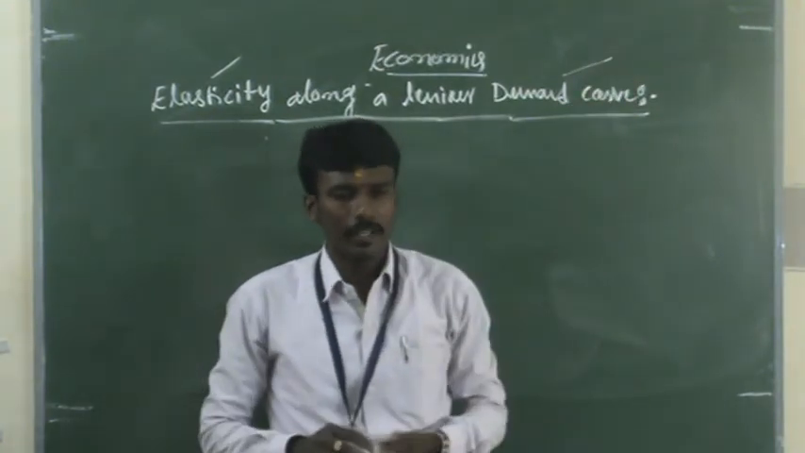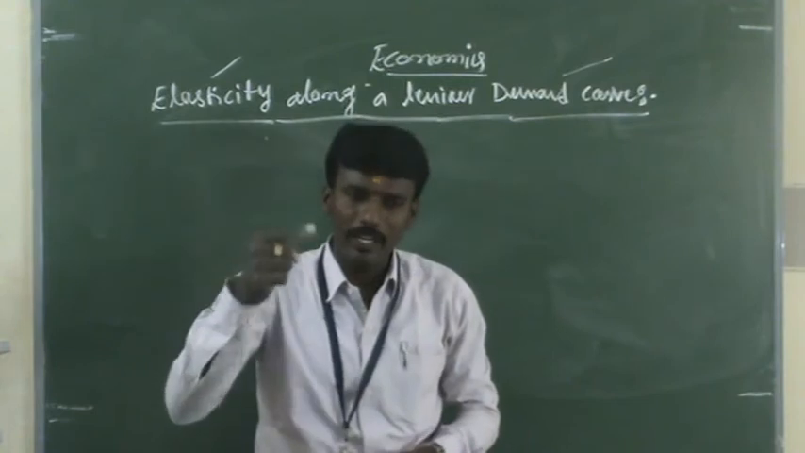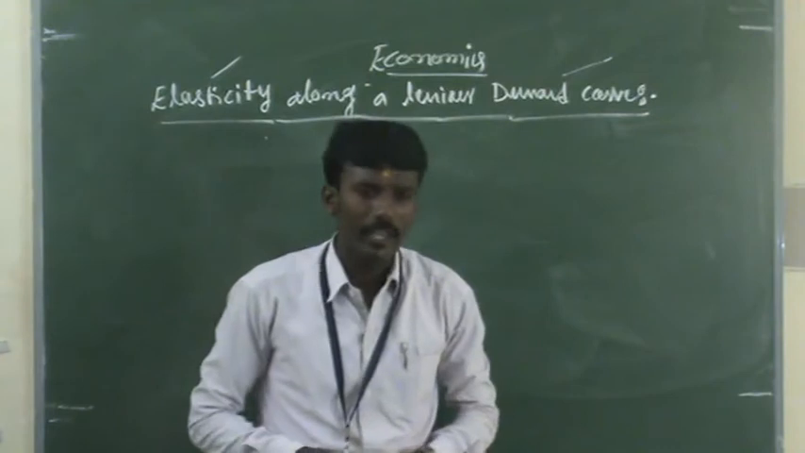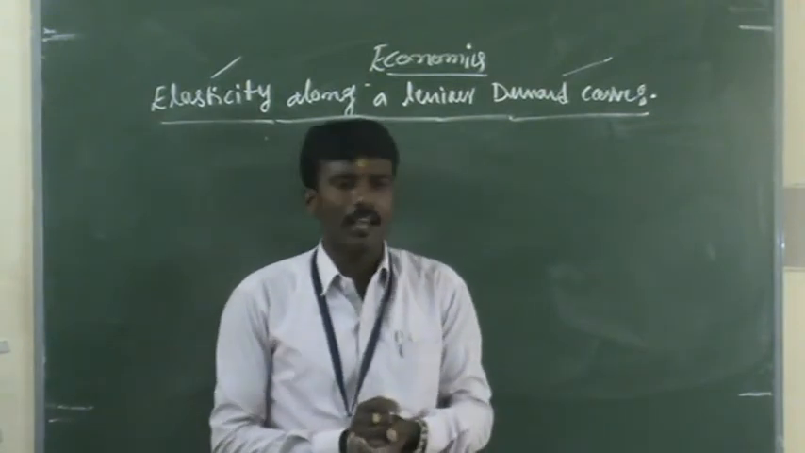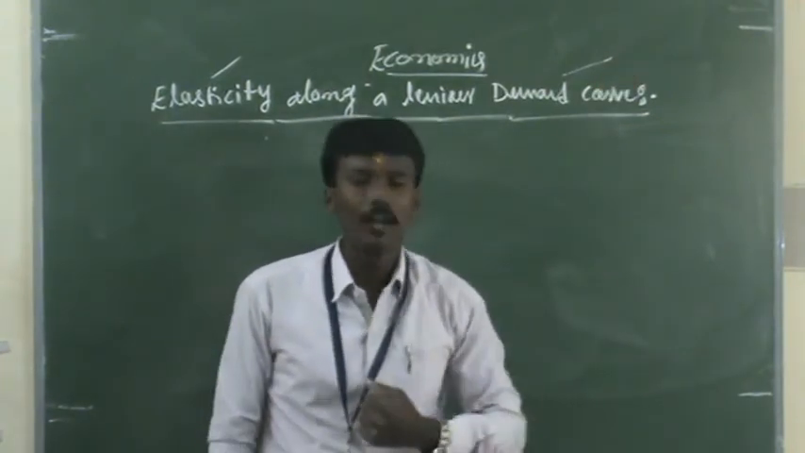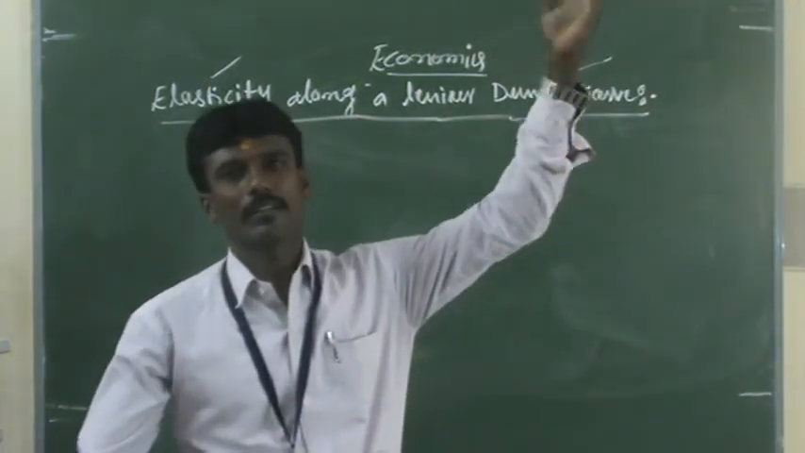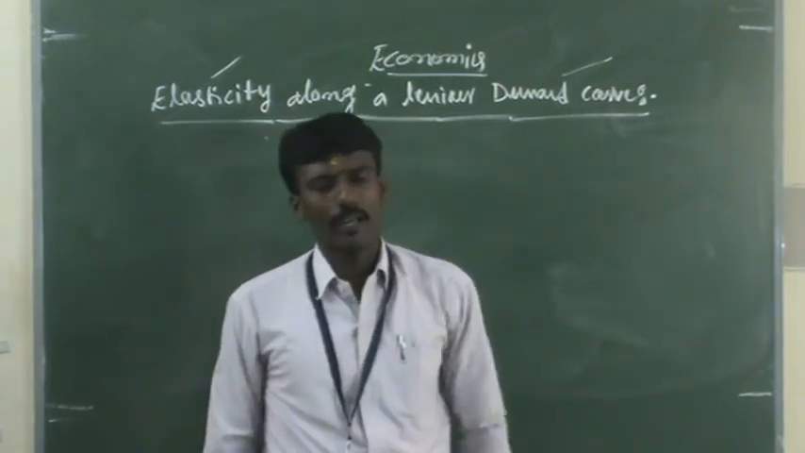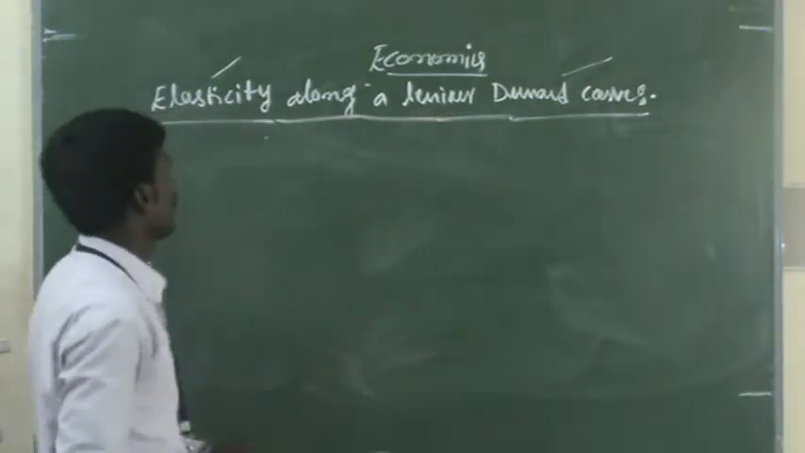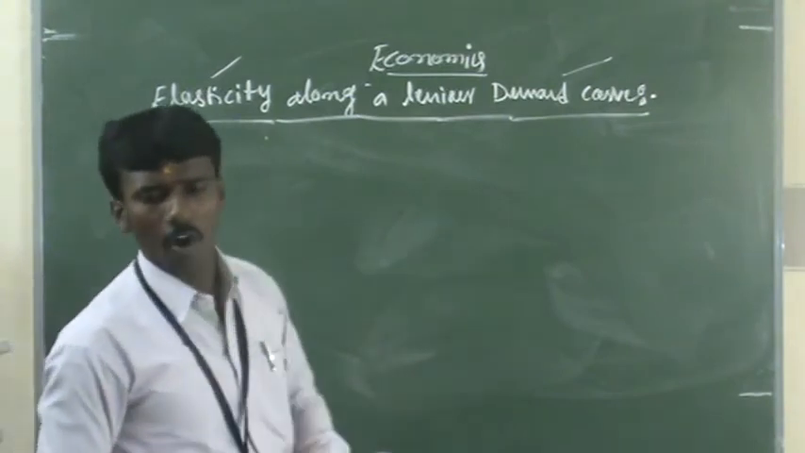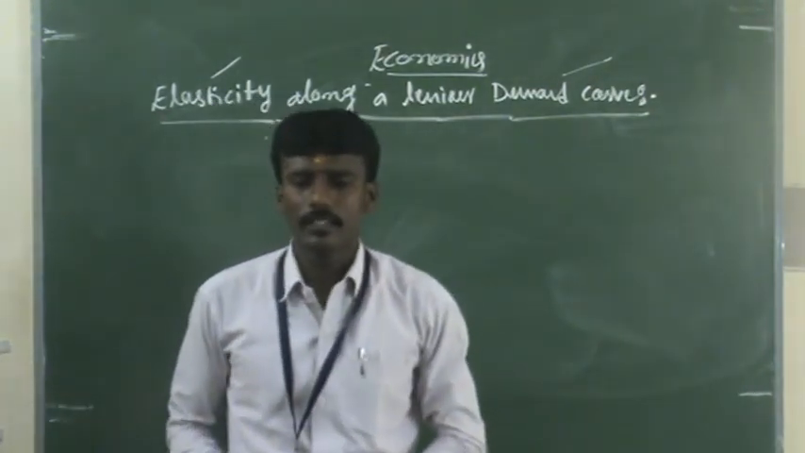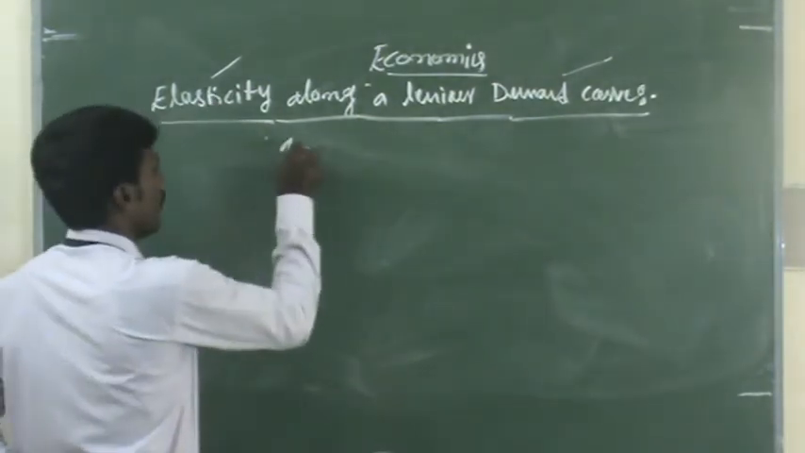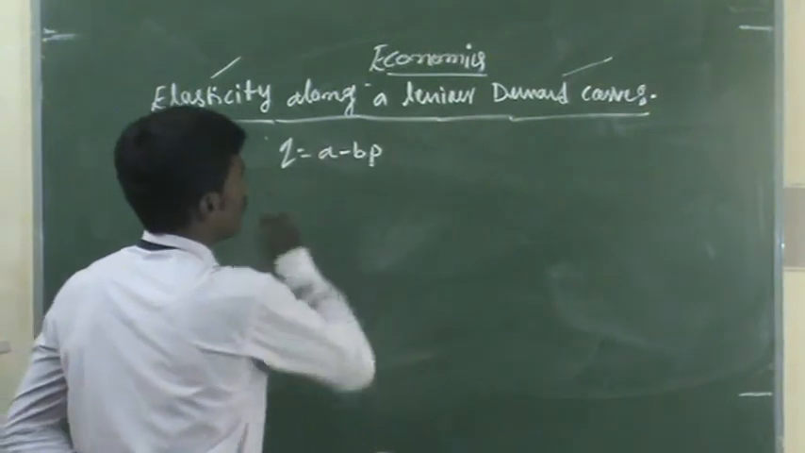When we represent the demand function in a diagram, what we get is called the demand curve. It always has a left to right downward slope. Now while we are going to study this concept, let us consider a linear demand curve equation: Q equals A minus BP.